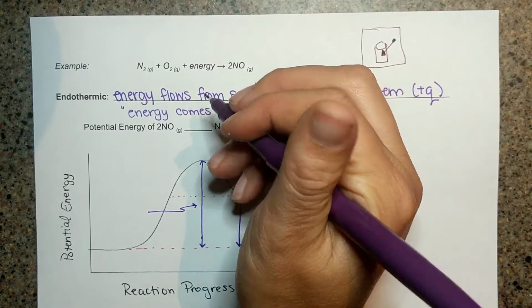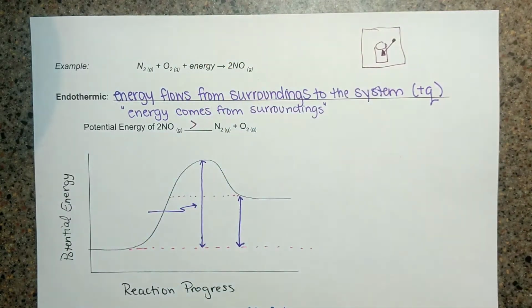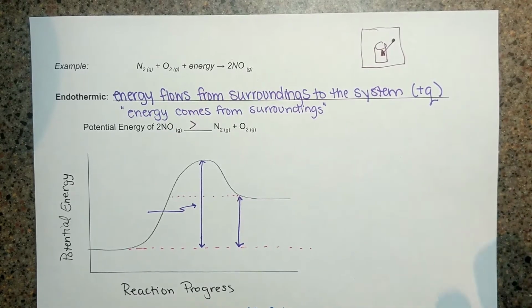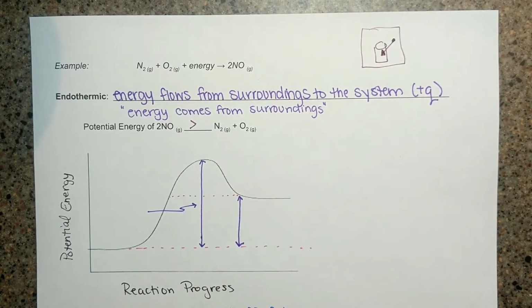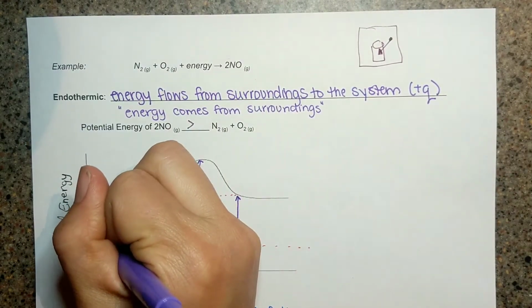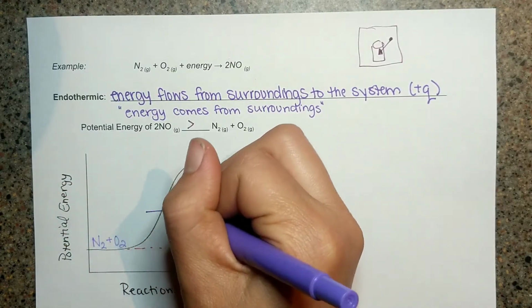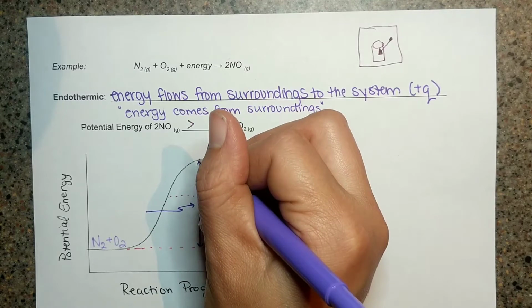This means that the potential energy of my products is greater than the potential energy of my reactants, because I needed to add energy to get to their potential energy. So looking here again at another potential energy diagram, I can see that my reaction progress, which is my reactants that I start with, my N2 and my O2, require energy to get to their activated complex.